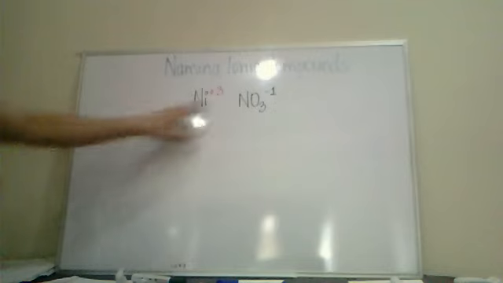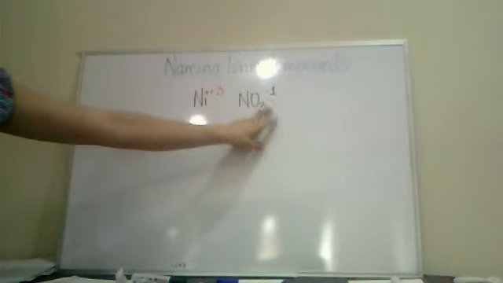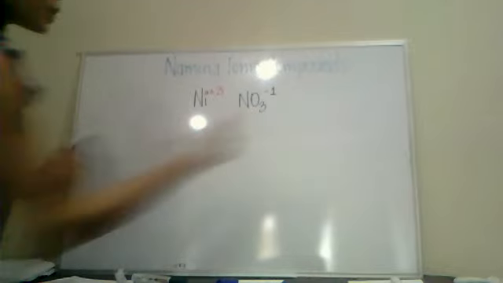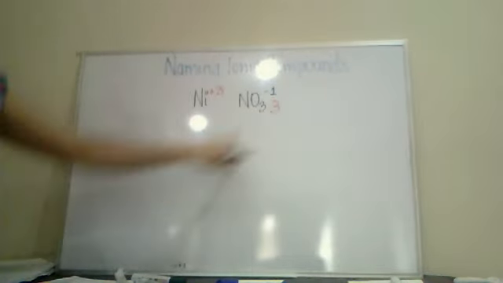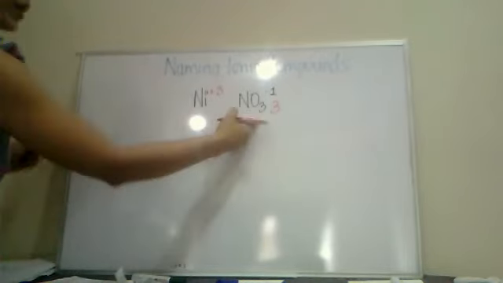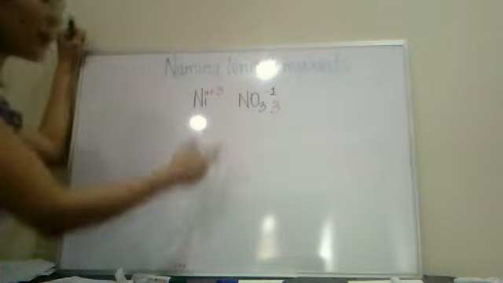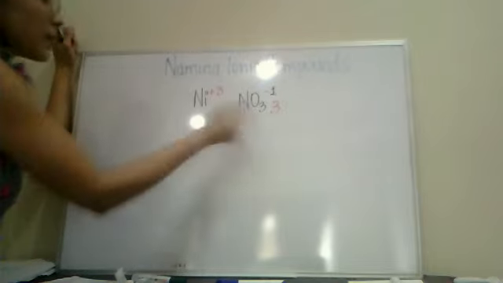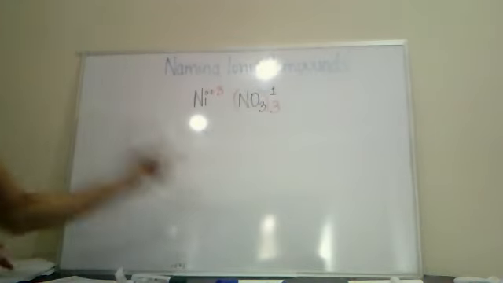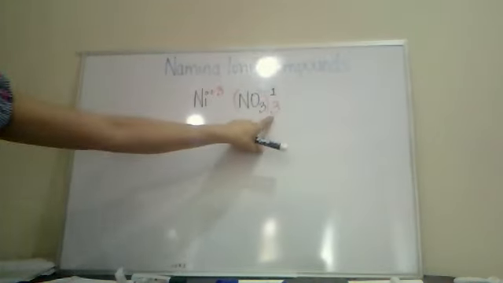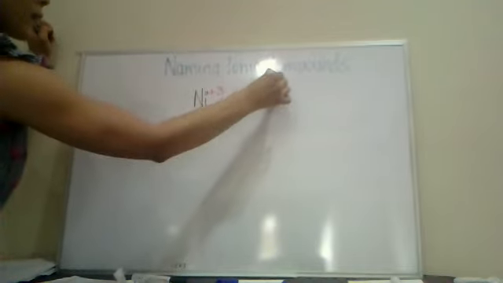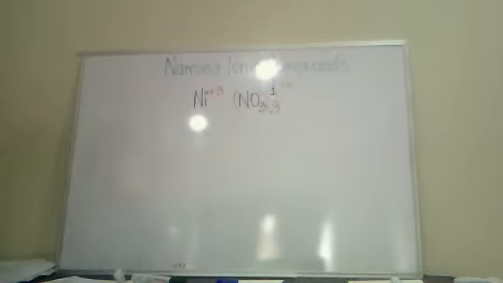Since I have a 3 here and I have a 1 here, I need to make this polyatomic ion a 3. But if I just put it here without the parentheses, it's going to look like NO33. That's why when you add a number to a polyatomic ion, you need to open and close parentheses. So we put the polyatomic ion between parentheses and then we put the number, okay? So now I have this +3 minus 3 is -3, and it's going to add up to 0.